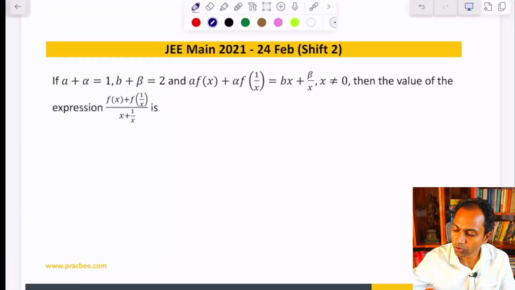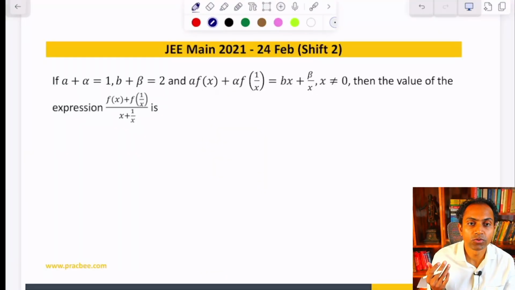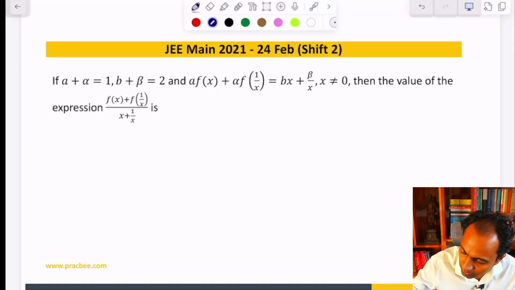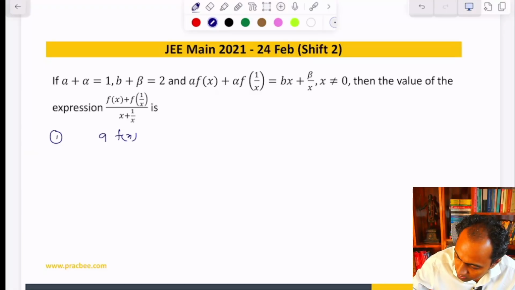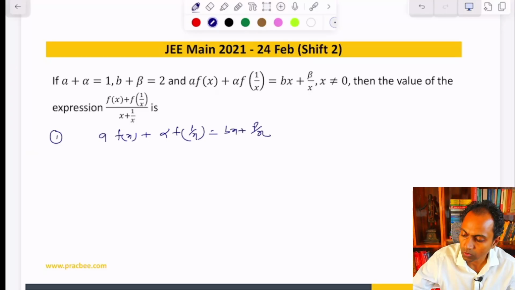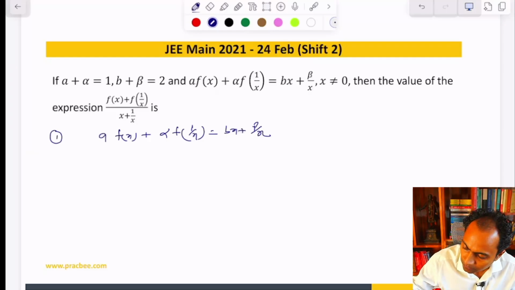Now in this next 2021 question, we can't just solve by substituting the values of x and y. In this case, we will have to figure out the function as well. So what are we doing here? We are using the classical technique of figuring out the functions by doing substitution. We have already been given the functional equation a into f of x plus alpha into f of 1 by x is equal to bx plus beta by x. In order to solve this, we are replacing x by 1 by x. This is how we solve such kinds of equations.